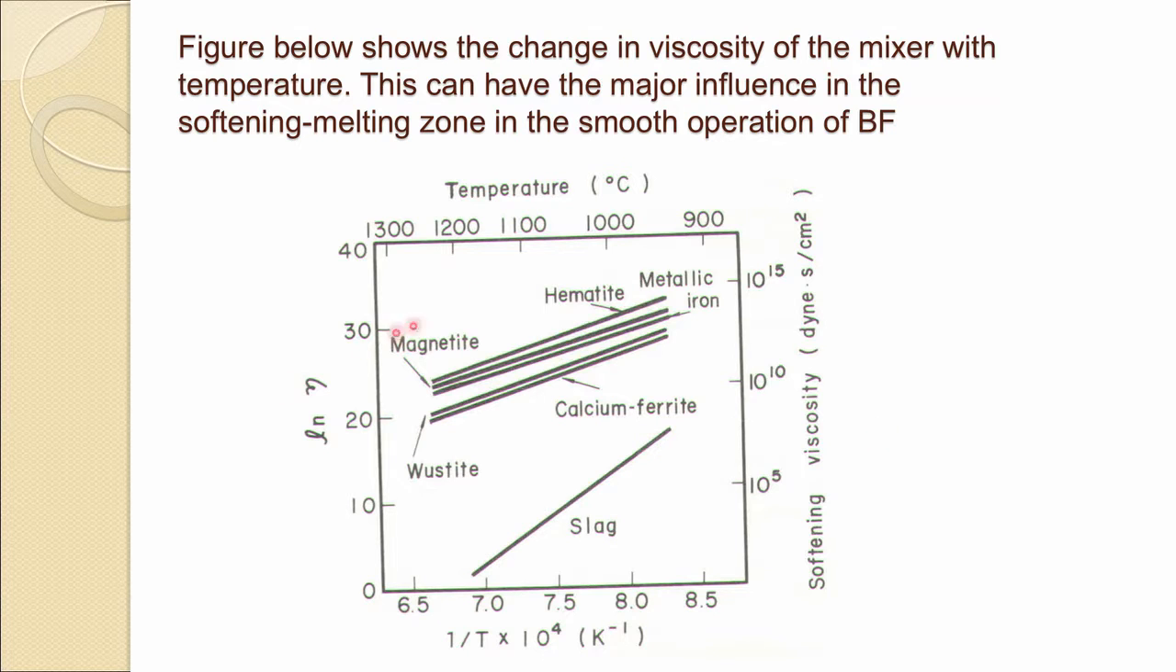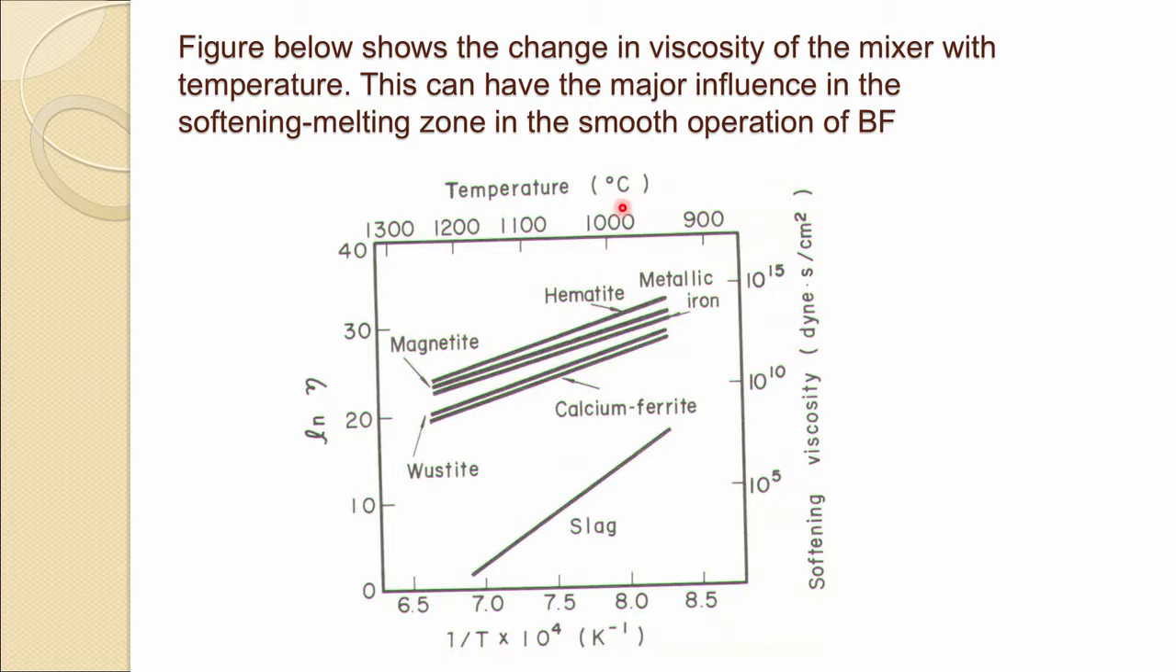So, in that way the cohesive zone thickness would be narrow, and which means you can reduce the resistance of the gas, or gas will have less resistance than the wider cohesive zone. So, this figure shows that how this viscosity is changing with the temperature for the mixture.